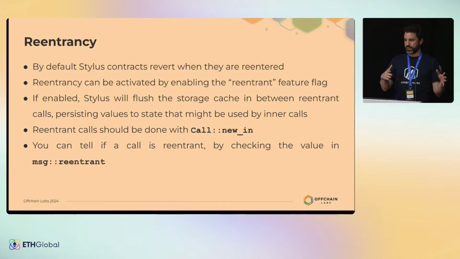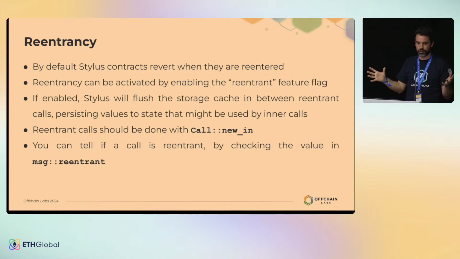Reentrancy, as you know, is when one contract is calling another contract, and that contract is calling the same first contract again. So we say that that first contract is being re-entered, all right? In Stylus contracts, by default, this is not allowed. This call will revert, meaning that if you have a Rust program that calls another Rust program, and that one calls the first, the call is going to revert, okay?